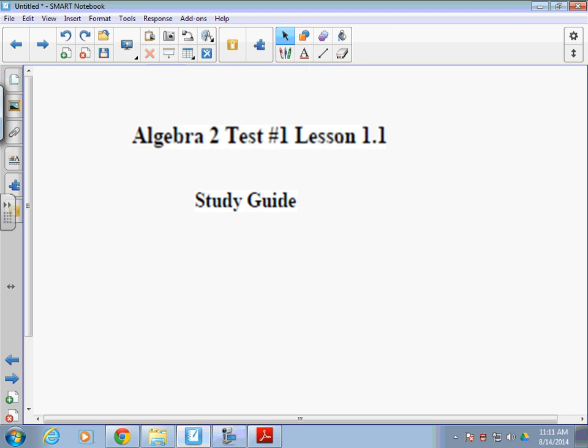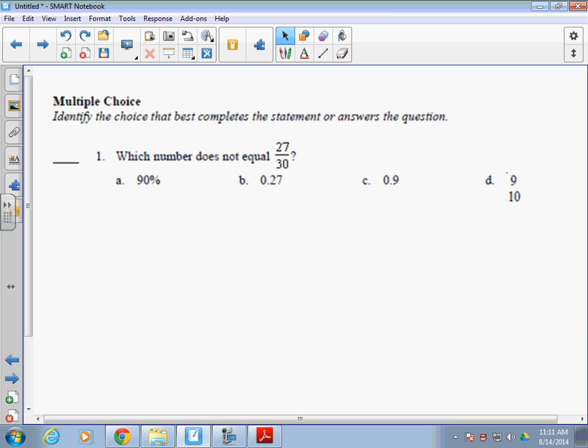Okay, this is Algebra 2, test number 1. We only got through one lesson, but it's a lot of remediation stuff, our test for this week. First one says, which number does not equal 27 over 30?